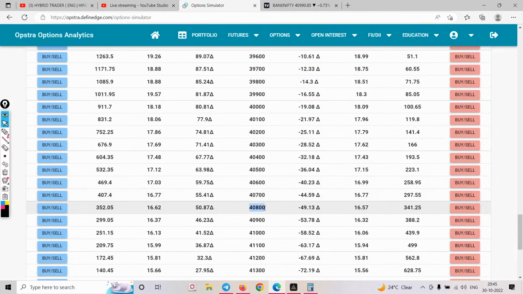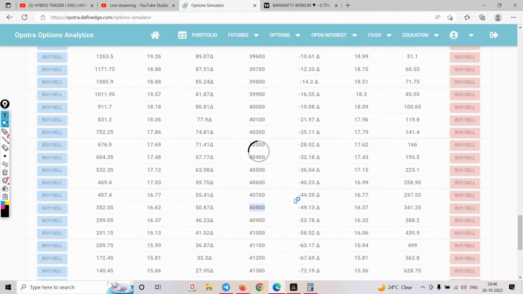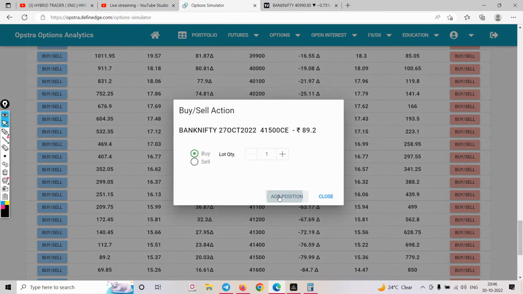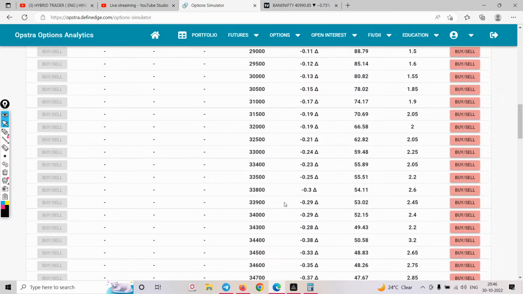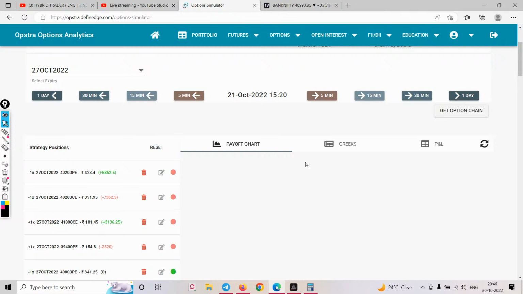Now 40,800 is a straddle that I've sold. So I got 352 plus 341, overall 700 premium. So I'll buy the put 700 points away, 1, 2, 3, 4, 5, 6, 7. And then I'll also buy the call at 700 points, 1, 2, 3, 4, 5, 6, 7, 41,500. Simple. I'm just deploying an iron fly at 3:20. The way we deployed it on Thursday, I'm deploying it on Friday, the next day. Okay, this is my iron fly now. This is your iron fly.